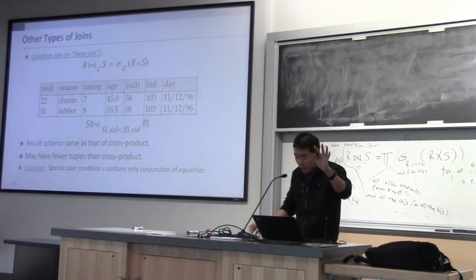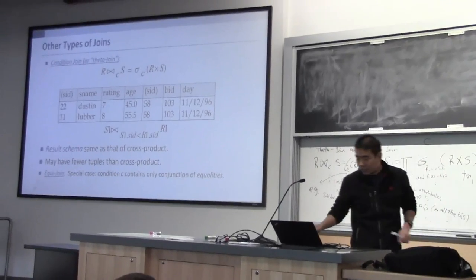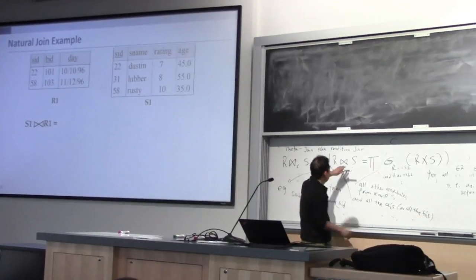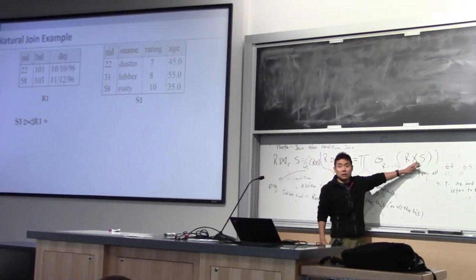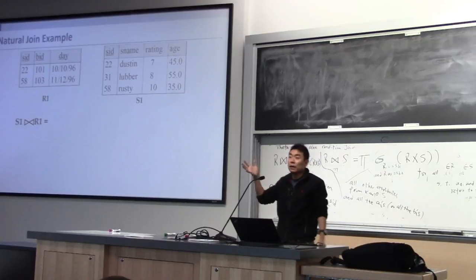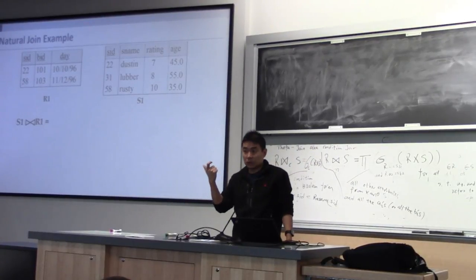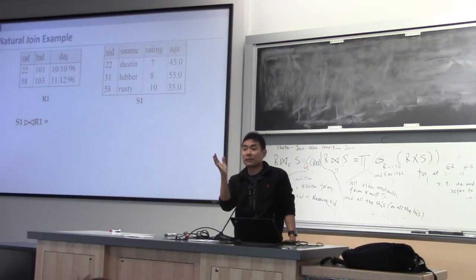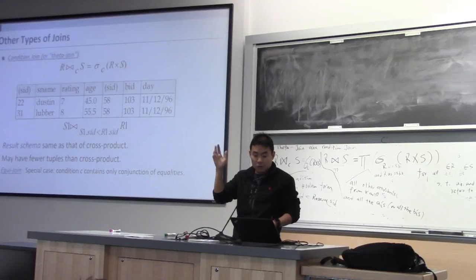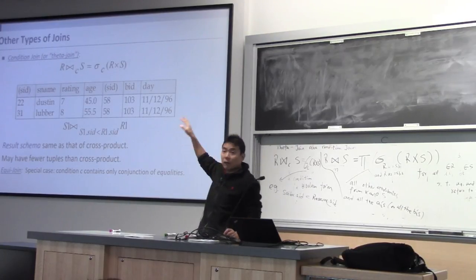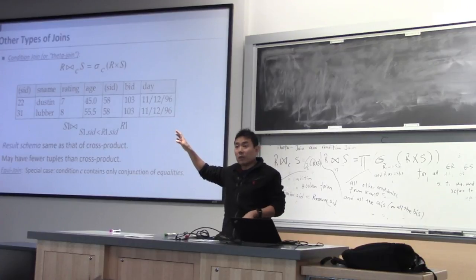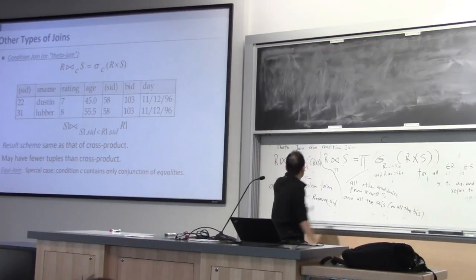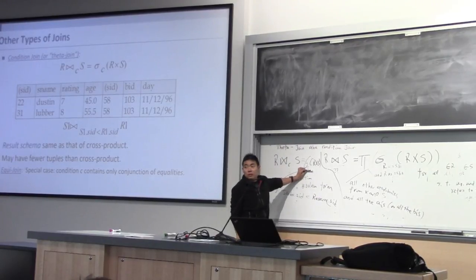The schema, by the way, the schema of natural join is not the same as the cross product because you are eliminating duplicate columns in this process. You follow what I'm saying? Those common attributes, you keep only one copy of it. However, the schema of the condition join, theta join, will be identical to the cross product because you are only doing a selection. Selection will not change the schema of the input.